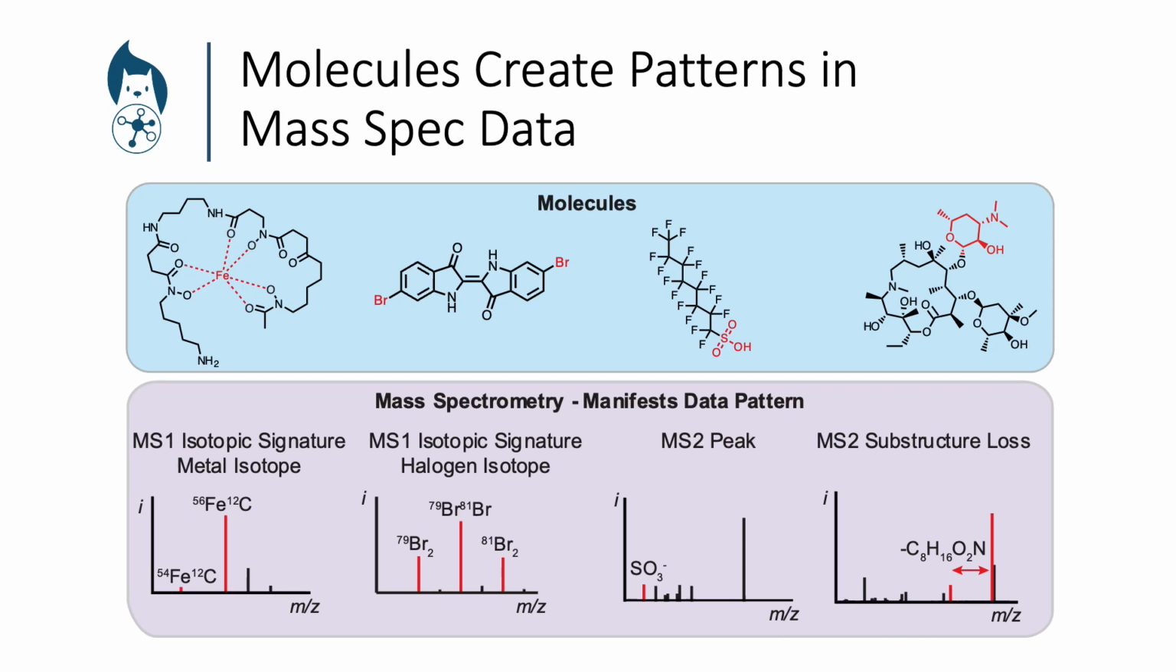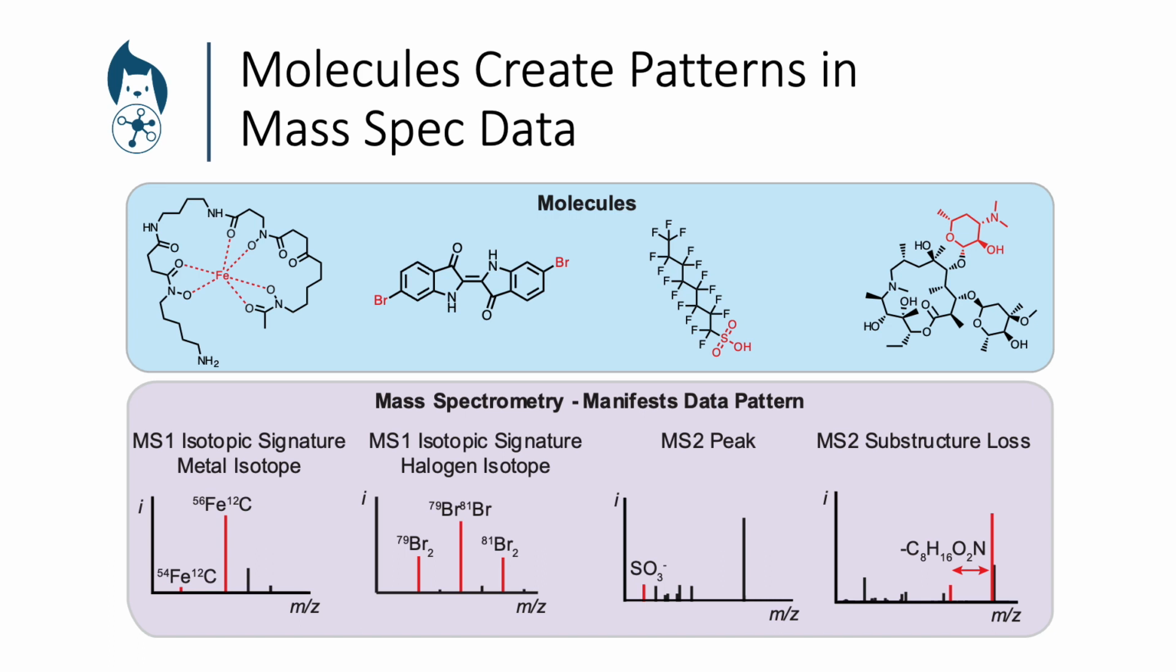Whenever we measure molecules in mass spectrometry, each of these molecules imprints a pattern on the mass spectrometry data. It could be as simple as the monoisotopic peak, but it could be a lot more complicated, with an isotopic pattern or a set of fragmentation peaks in the spectrum. Just as an example, here we might contain iron, which has a very distinctive isotopic pattern, or it could be bromine, which also has a distinct isotopic pattern, and two more examples showing distinct patterns in the MS/MS.